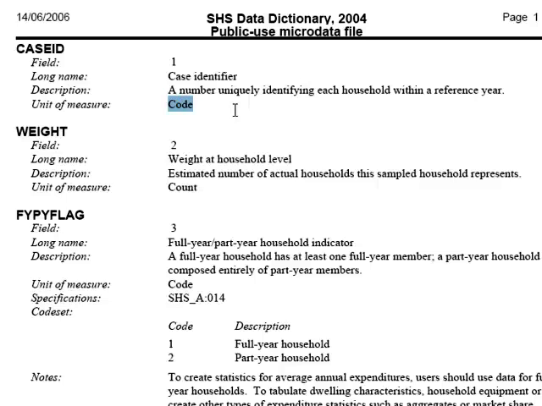But the three things that are more important here: there's a long name that identifies the variable, because if the variable has an abbreviated name and that abbreviated name may lead to confusion, the long name would then be used to avoid such confusion. If you look at the second variable, it's called weight, and notice that it's field 2, so it tells you that this is the second variable in your database, and the long name of it is weight at household level.